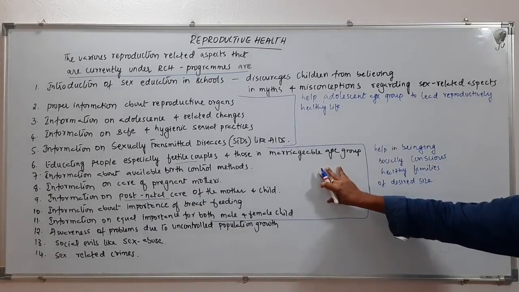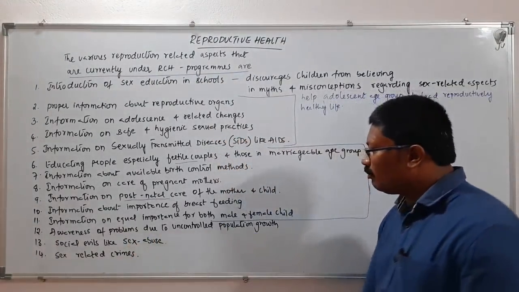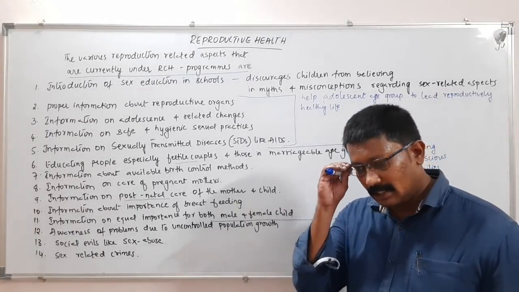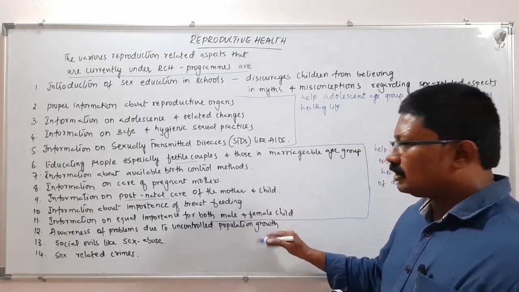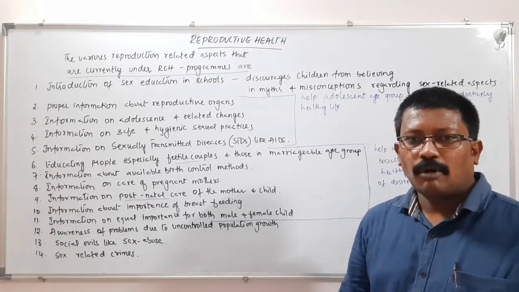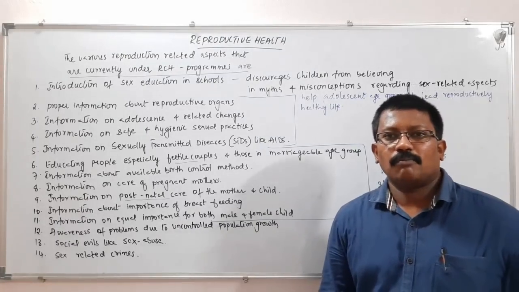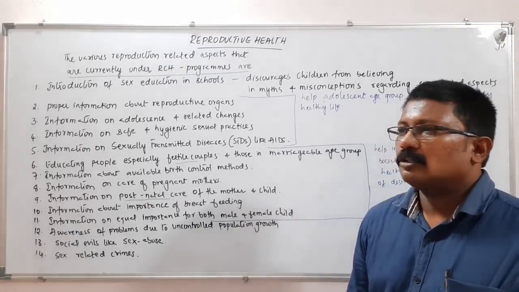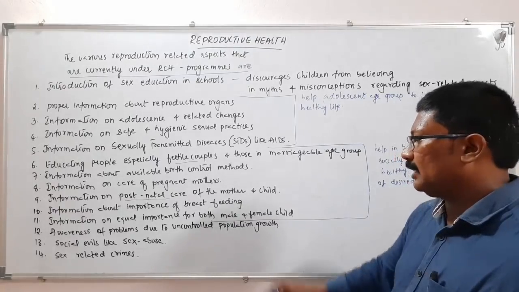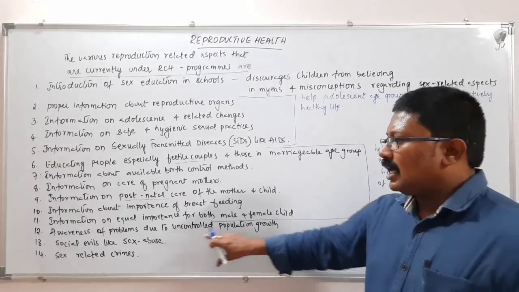So these points here. Now the last one, awareness of problems due to uncontrolled population growth, and it is one problem in India. So there is an uncontrolled population growth. In coming classes we come to know the world population is around 7.2 billion and India has 1.2 billion, so contributing a large amount of population to the world population. Now we'll talk about those things in the coming sessions.